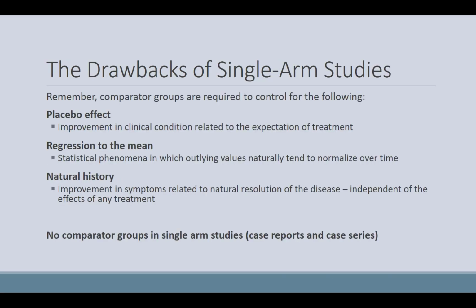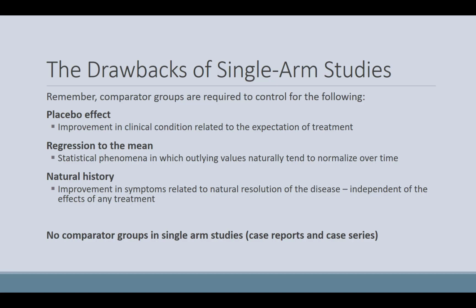Part of the definition of a case report is the lack of a comparator group. We're simply talking about a single patient, which goes back to lecture 2, in which we talked about all the issues with trying to interpret a single-arm study. So all case reports or case series are going to be single-arm studies without comparator groups. Remember, though, that we need comparator groups to control for some of the following things that can impact our interpretation of associations. These include the placebo effect, in which there's an improvement in the clinical condition tied to the expectation of treatment, not necessarily related to the efficacy of the drug.